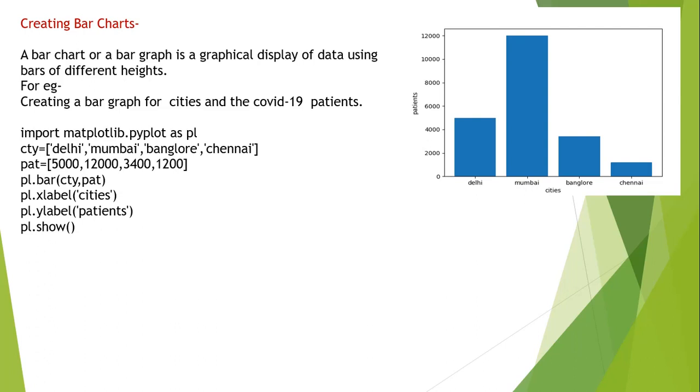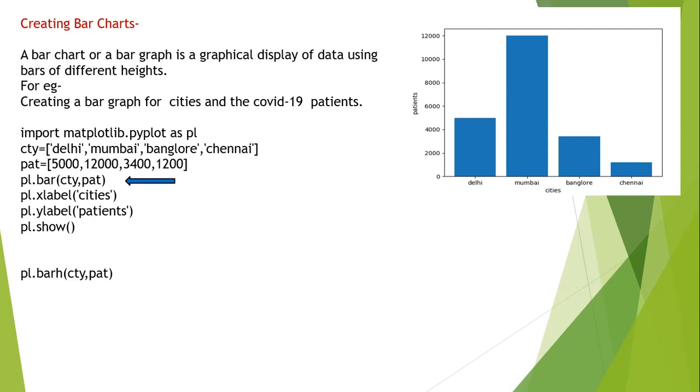Now what if we want this graph to be horizontal? Right now we are seeing the columns vertically. How can you do it? There is just one line to take care of. Here we have written pl.bar(cty, pat). We only need to replace this line with pl.barh. Barh here symbolizes horizontal bars.